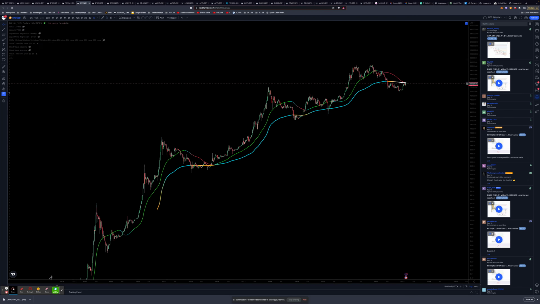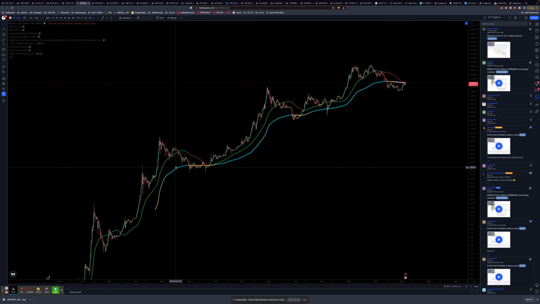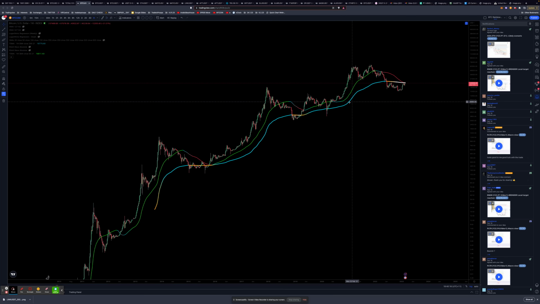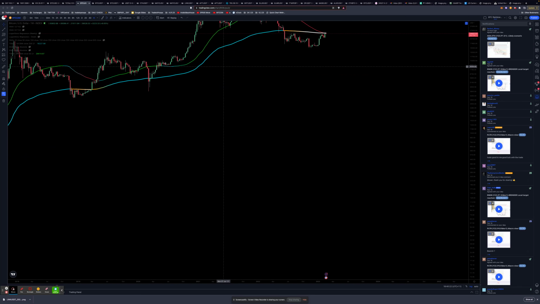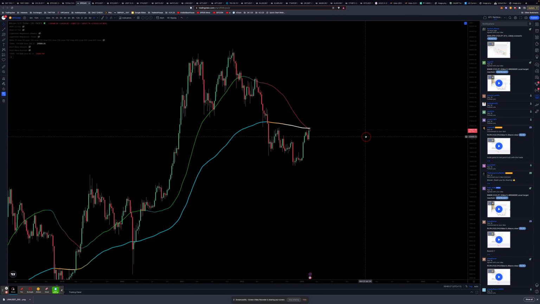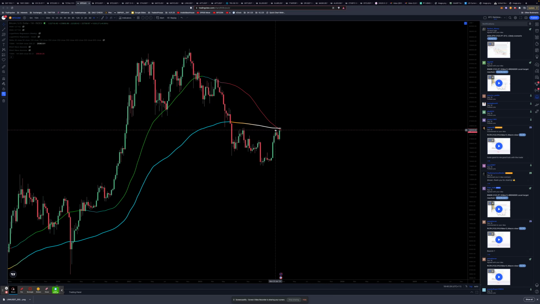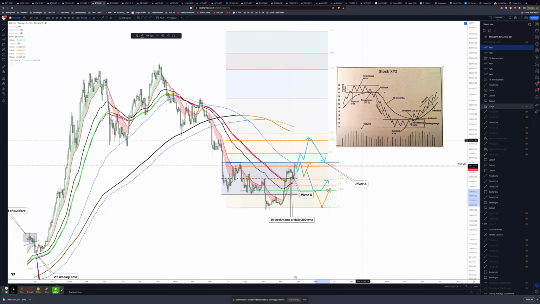Here we have Bitcoin. And if you notice, we've got the 50 weekly moving average acting as resistance, and we've got the 200 daily moving average acting as resistance, and we're right there at the moment. So we called that out, and we said we'll find some pause here before it makes a decision. Let's look at this scenario.